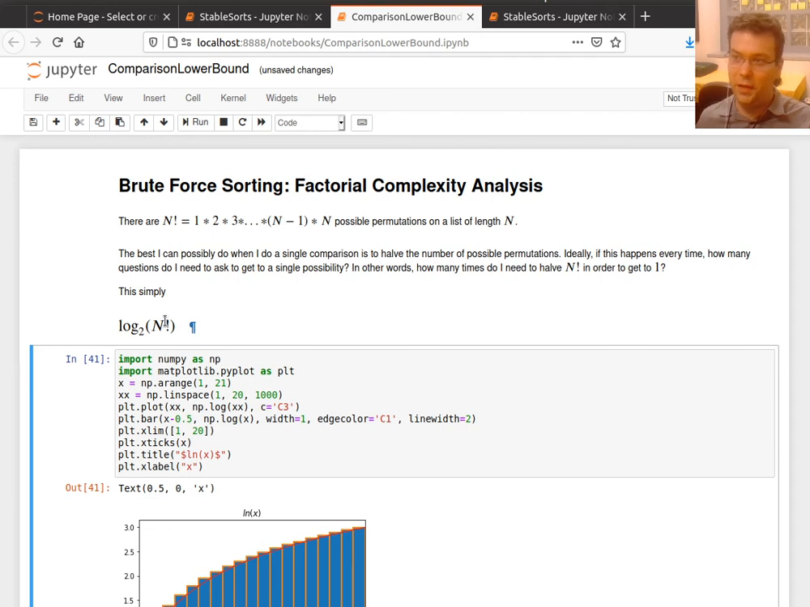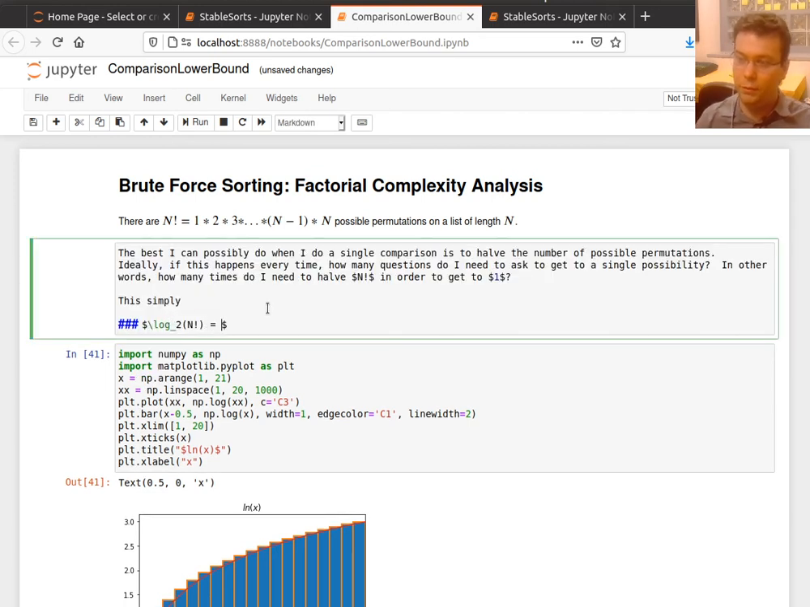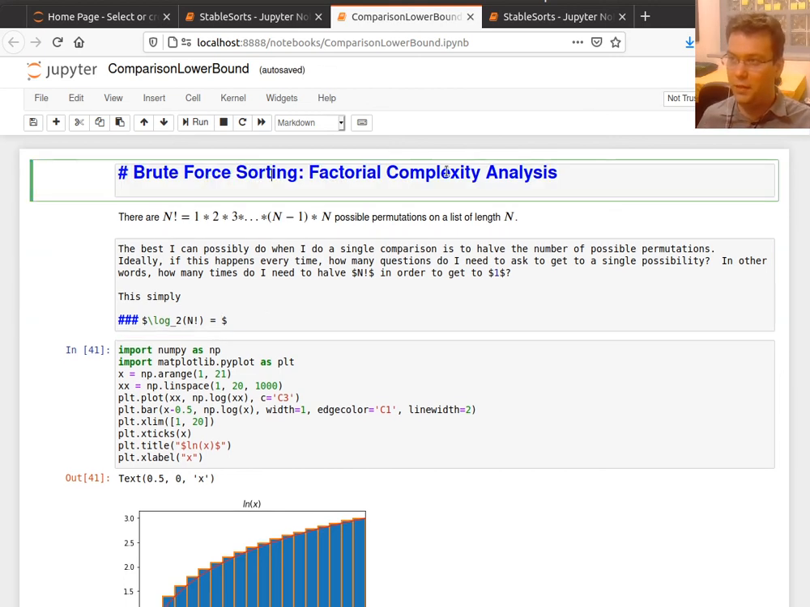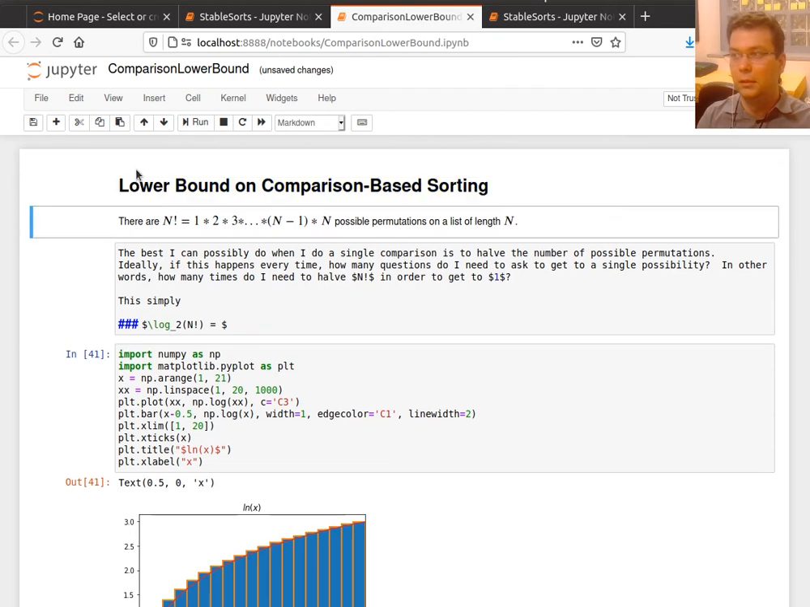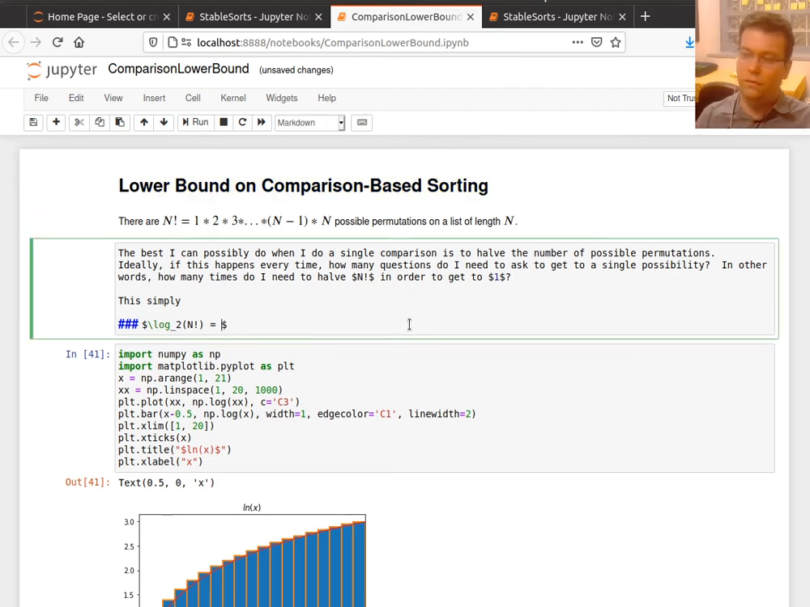And we've already done this, right? Log base 2 of n factorial, we did this when we were thinking about all the permutations, the brute force. So that's why I actually just copied this in here. So now we're thinking about lower bound on comparison-based sorting. So the log base 2 of n factorial, we can use the rules of logarithms to split that up. That's going to be log base 2 of n plus log base 2 of n minus 1 plus log base 2 of n minus 2 plus log base 2 of 1.